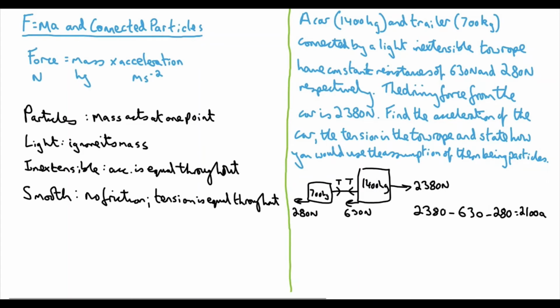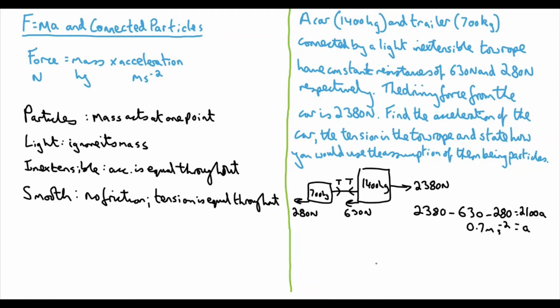Here we can therefore just work out what the left-hand side is, type it into your calculator, and then divide by the 2,100 to get A on its own as 0.7 meters per second squared. Now that we know this is the acceleration of the system as a whole, because the string was inextensible, we know the acceleration is equal throughout, so the acceleration of an individual, either the car or the trailer, will also be 0.7.